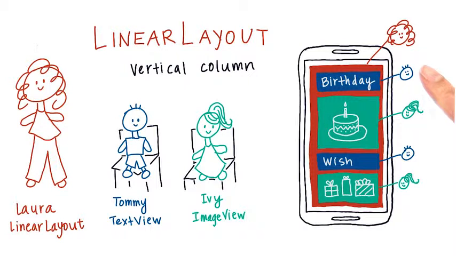Notice how we're not limited to just one text view and one image view. We can put as many of them as we want in here, as well as other types of views. So this is Tommy, and this is his brother Timmy, and this is Ivy and her twin sister Irene.